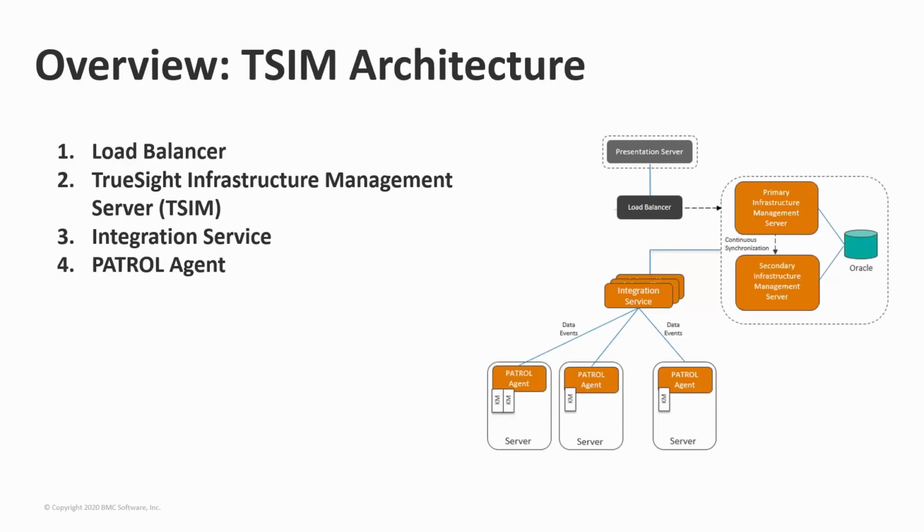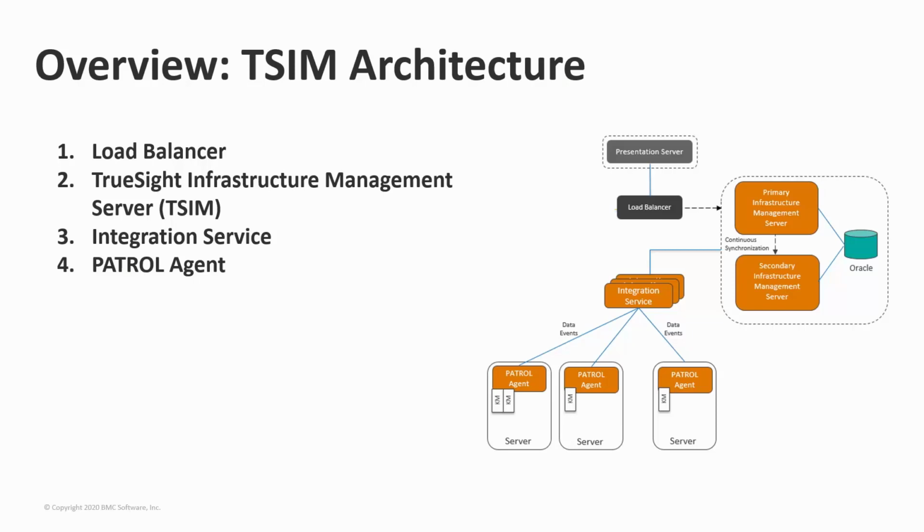Here is a TSIM architecture slide, which encompasses a load balancer, primary and secondary server with Oracle backend database, receiving data from patrol agents via integration service. BMC does not provide load balancer software, and it must be a customer supplied load balancer. The load balancer routes requests to the active server. Deployment of TSIM and HA can only be done post-install via command pwha enable.